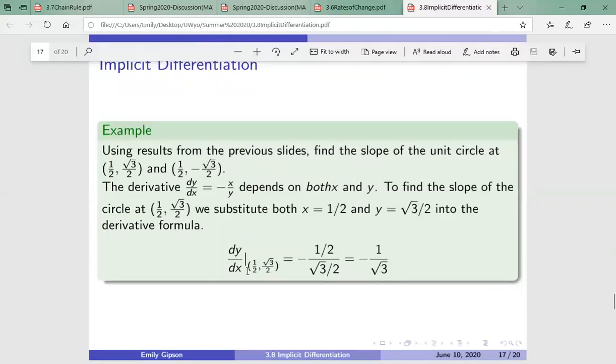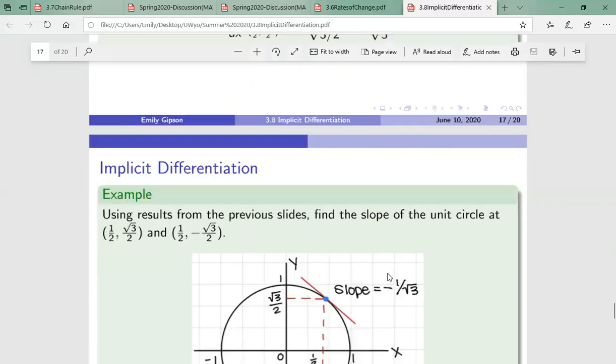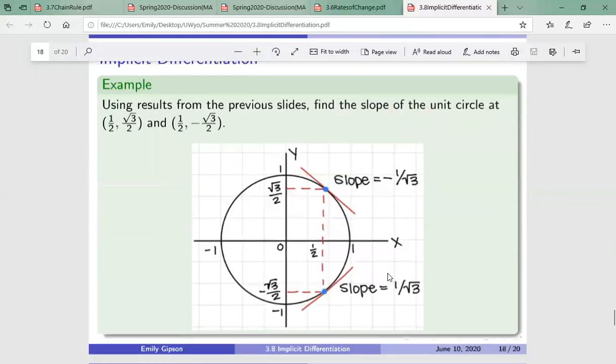So I've got dy/dx evaluated at the points I'm plugging in, equals negative 1/2, that's my x value, divided by my y value, square root 3 over 2. My 1/2s cancel, and I'm left with negative 1 over square root 3. So what about the other one? Well, that's just going to be the positive version of this.